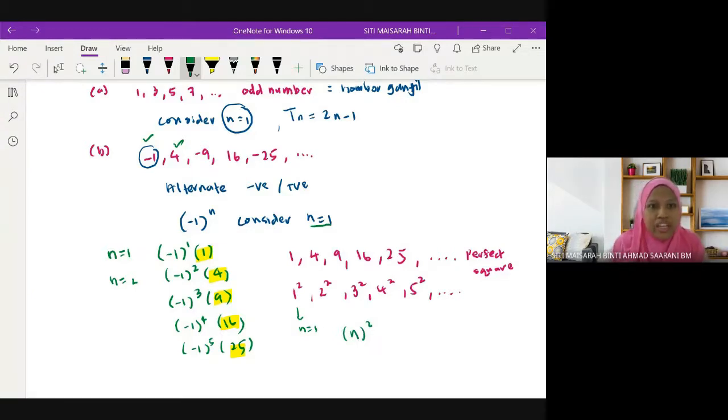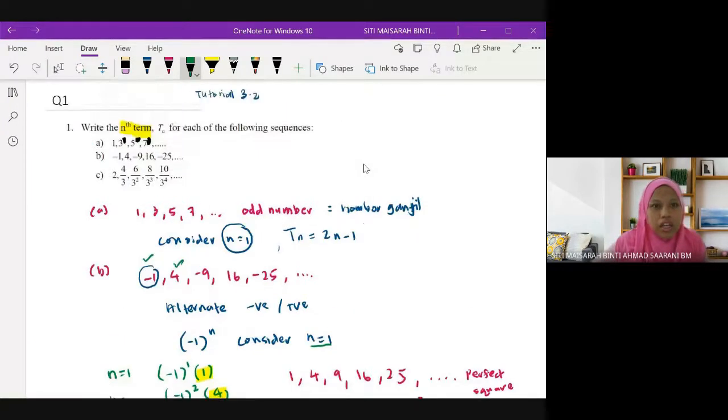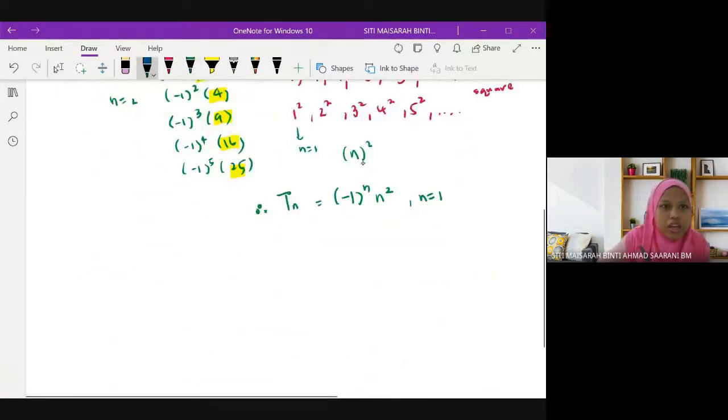So finally we get dia punya n term, kita boleh conclude yang depan tu tadi is negative 1 to the power of n, yang belakang is n square. So ini consider for n equals to 1 lah. Ini kita punya n term untuk question B. Okay, and then for question C, okay, kita ada untuk C ya. We have the question here, the sequence is 2.